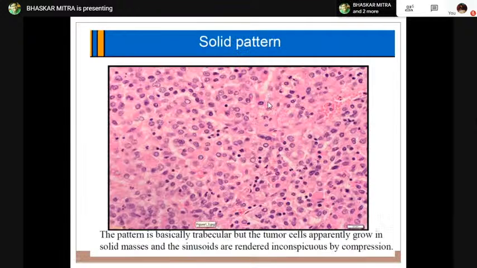Now, this is the solid pattern. No glands, no trabeculae, a solid pattern of cells. This appears to be a solid mass. It shows a compression to the adjacent parenchyma, and here is the solid pattern of growth.